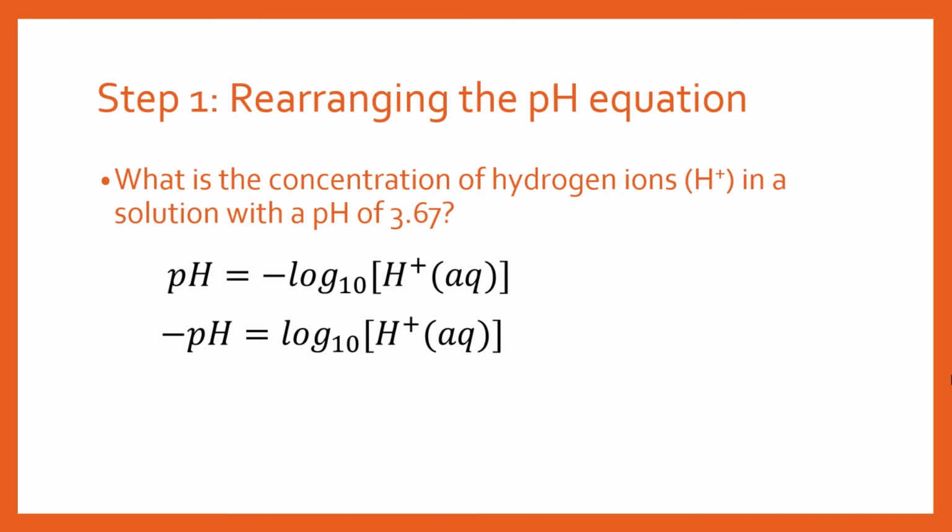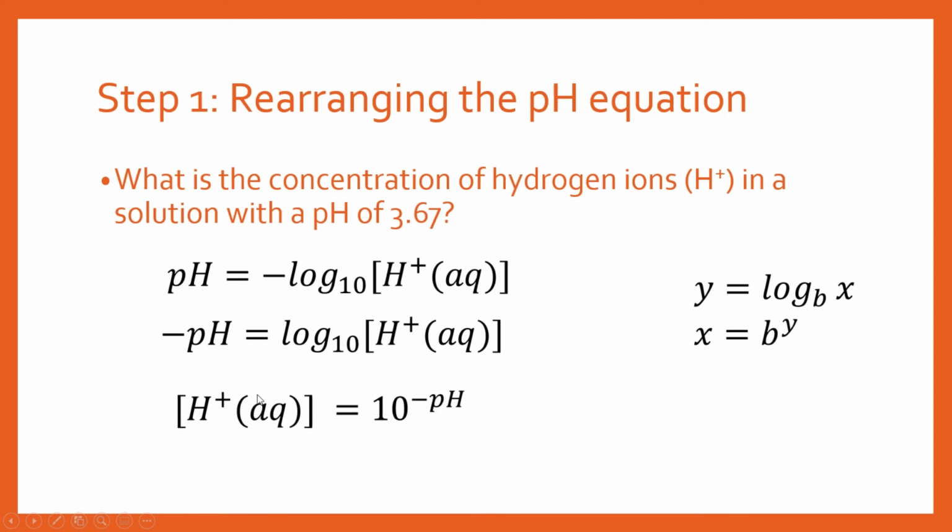The next step is to rearrange the logarithm. So if we have a logarithm of the form y equals log b to the x, we can rearrange for this x here by simply taking the base and raising it to the power of the opposite side. And we can apply exactly the same rule to our equation here. So our base is 10, and we're going to raise that to the power of minus pH. And so we get this expression for the hydrogen ion concentration.